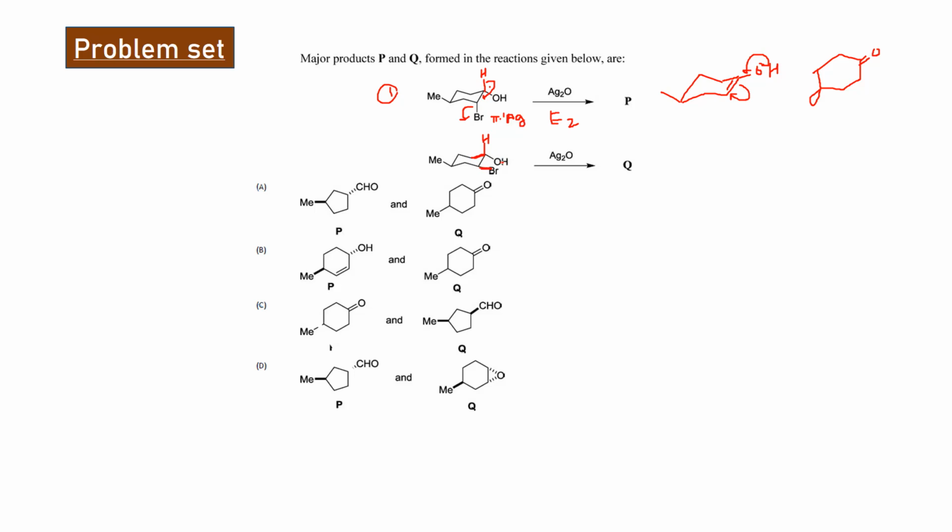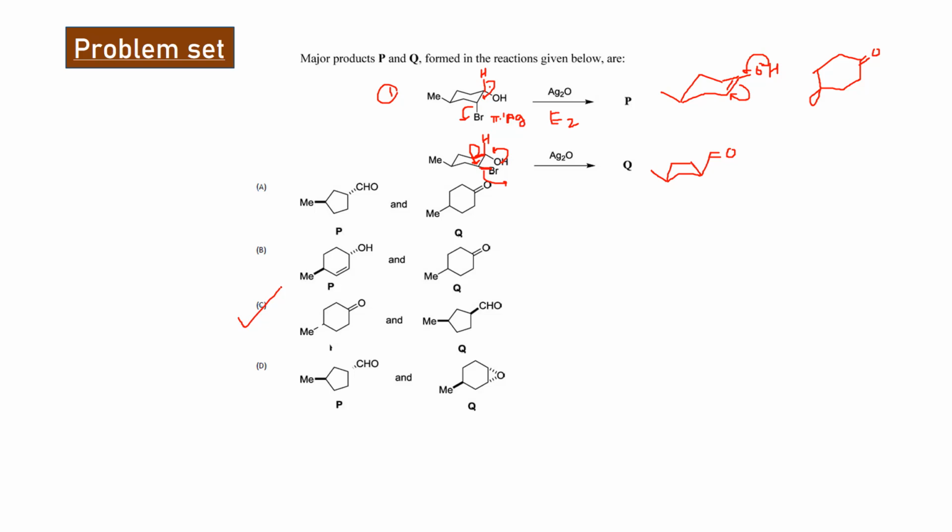Because of that, this OH will come here, this carbon-carbon bond breaks and shifts to this carbon center, and eliminates this bromine from the system. So because of the unavailability of an anti-periplanar H, this undergoes a ring cleavage. So the correct option will be option C.